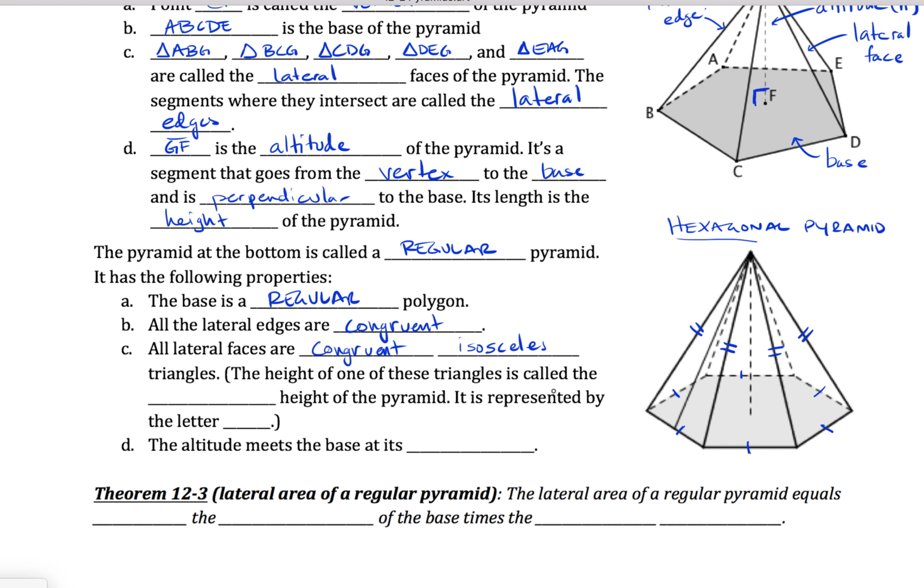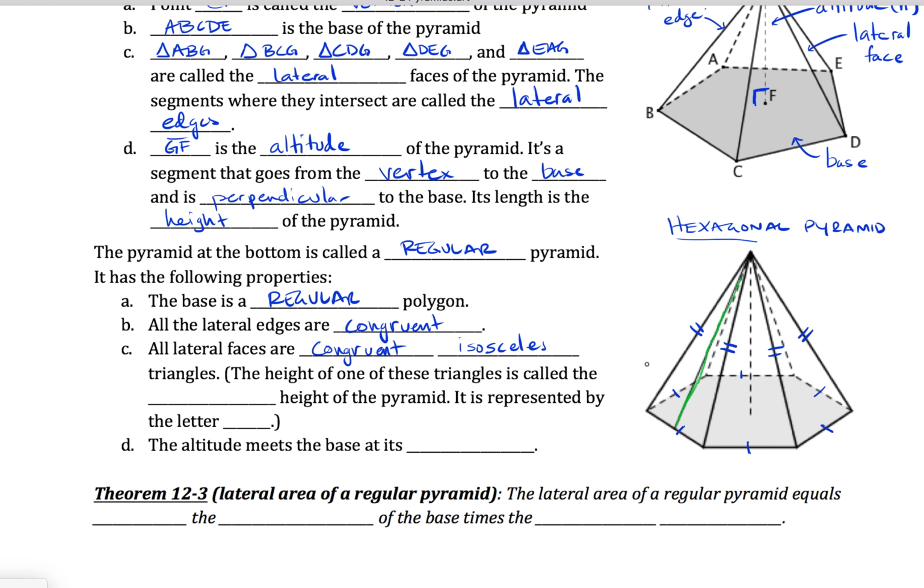Now if I look at the height of one of those triangles, you can see here, let me try and highlight it a little bit. Let me grab a different color. You can see I got this segment right here drawn in. That is the height of one of those lateral faces.